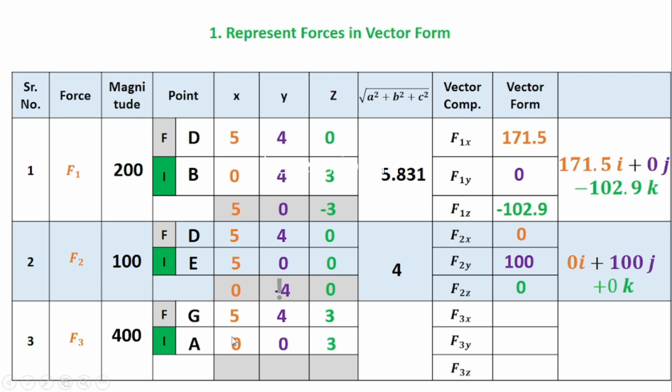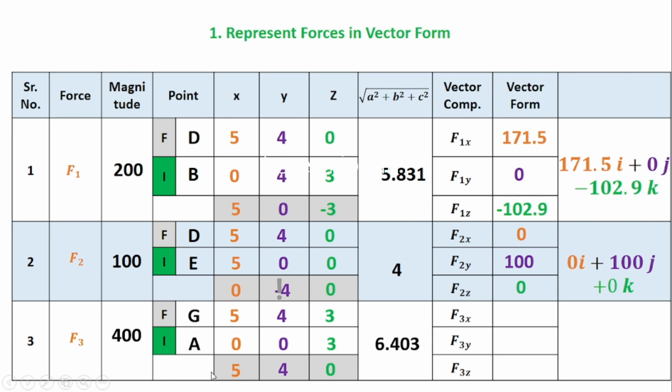Now subtract this second row from the first row. So 5 minus 0, it is 5. 4 minus 0, it is equal to 4, and 3 minus 3 is equal to 0. Now find out a square plus b square plus c square and its square root. So 6.403. To calculate F3x, what will we do?